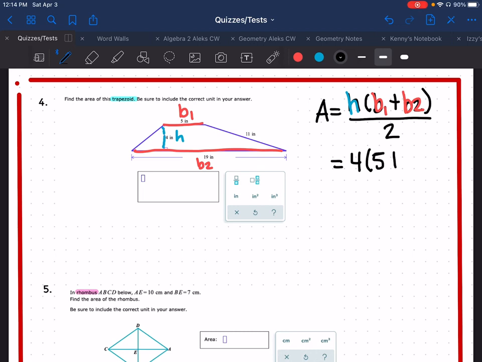4, 5 plus 19 divided by 2. And so I'm just going to either grab the calculator that Alex provides for me, or I'm going to grab that scientific one that we just saw. Either way, I'm going to get 48 inches squared.